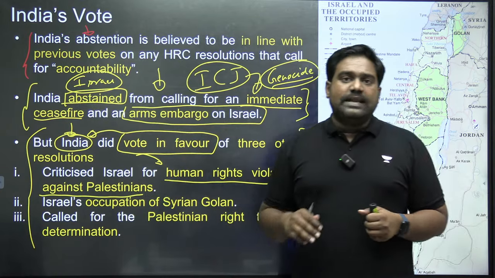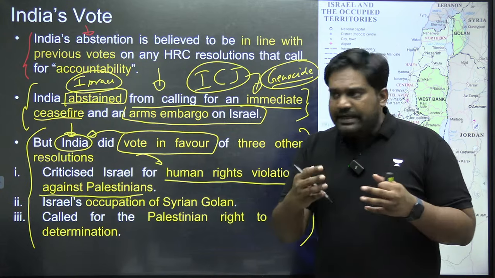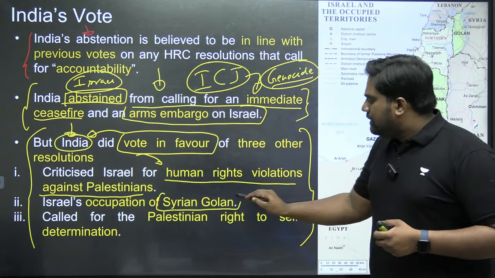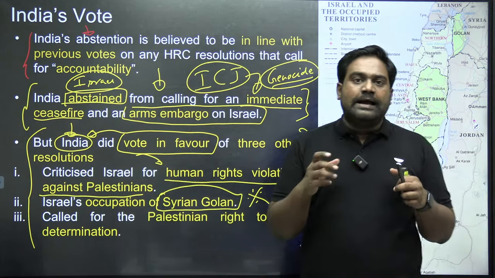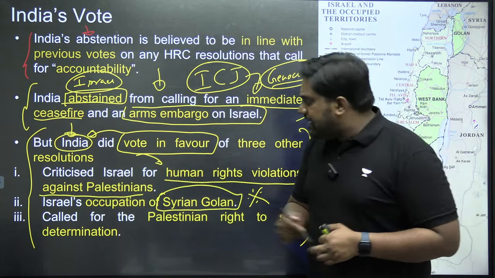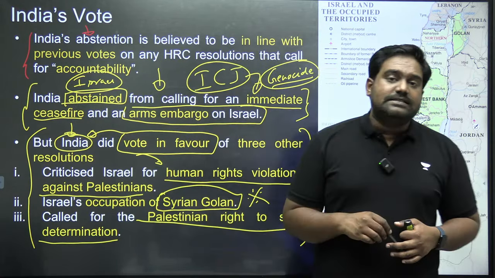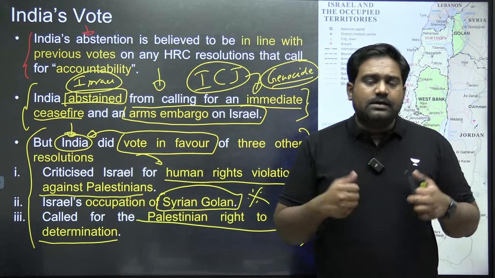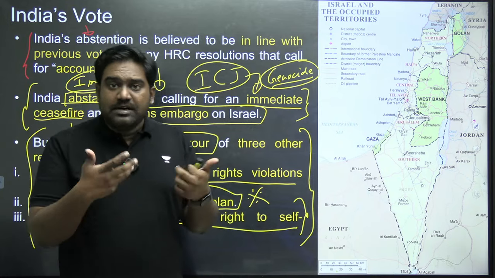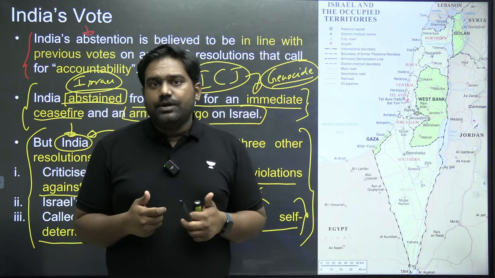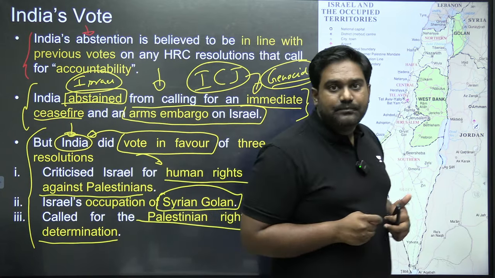But on other issues where Israel is using excessive force, committing human rights violations, where Israel is in violation of basic international law through its continued occupation of the Golan Heights in Syria, and as far as the right of self-determination of Palestinians is concerned, Israel has taken away the right of self-determination from Palestinians by never allowing Palestine to emerge as an independent sovereign nation. So on these issues, India has consistently voted against Israel.